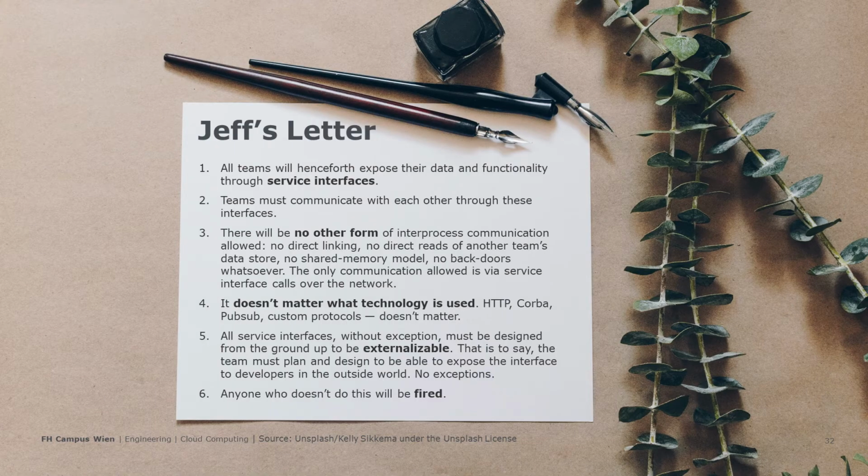The exact email is no longer available, but it went along these lines. 1. All teams will henceforth expose their data and functionality through service interfaces. 2. Teams must communicate with each other through these interfaces. 3. There will be no other form of inter-process communication allowed. No direct linking, no direct reads from another team's data store, no shared memory model, no backdoors whatsoever. The only communication allowed is via service interface calls over the network.